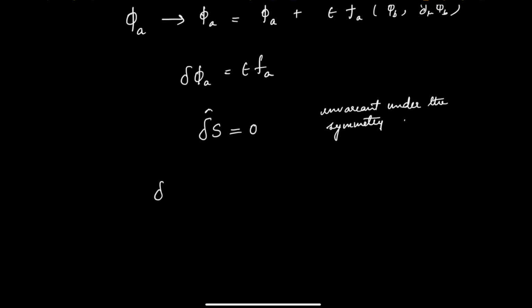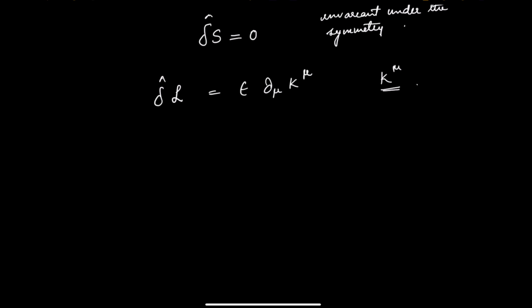Now the variation in the Lagrangian must be of the form ε times the derivative of K^μ, for some K^μ which can be 0. Here K^μ can be 0, it is just an arbitrary parameter. Fine. Now the variation in the Lagrangian density will be of this form.